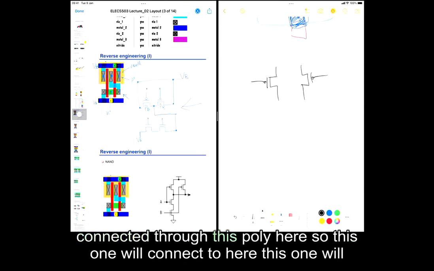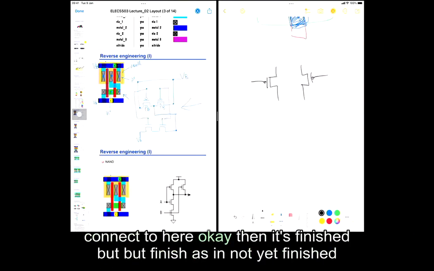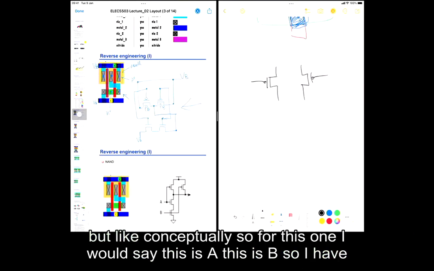It is connected through this poly here. So this one will connect to here, and this one will connect to here. Okay, then it's finished, not yet finished in detail, but conceptually.